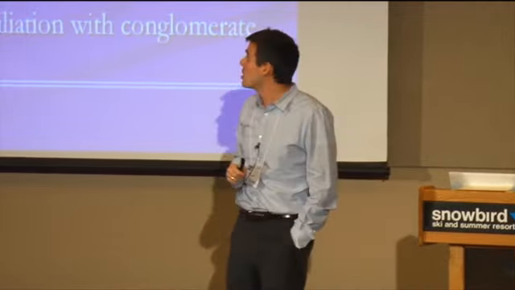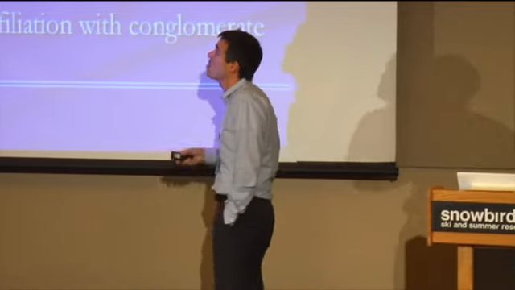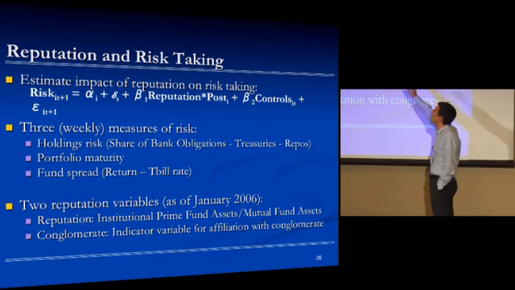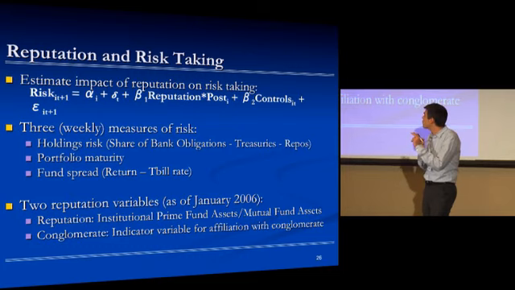Okay, so finally we're going to look at the impact of reputation and financial strength on risk-taking. So we're going to regress a measure of risk-taking on our reputation measures, and we're going to control for fund fixed effects, time fixed effects, and the standard controls. To make sure we really capture risk, we're going to use 3 different measures.